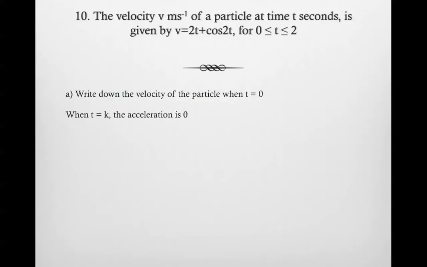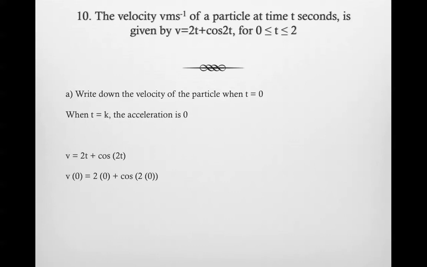So first I'll read off the question. The velocity v m/s to the negative 1 of a particle at time t seconds is given by v equals 2t plus cos 2t for 0 is less than or equal to t, which is less than or equal to 2. So A, write down the velocity of the particle when t equals 0, and when t equals k, the acceleration is 0.